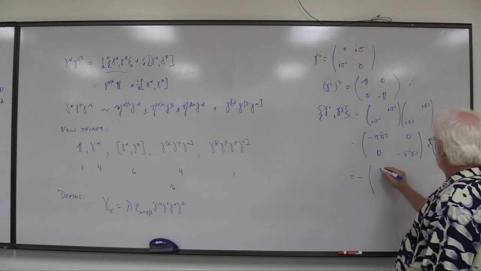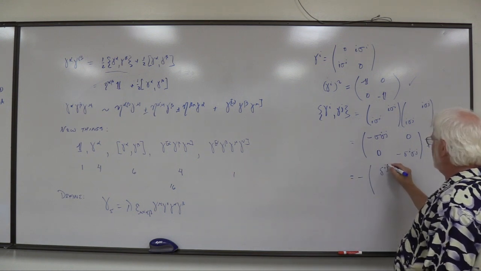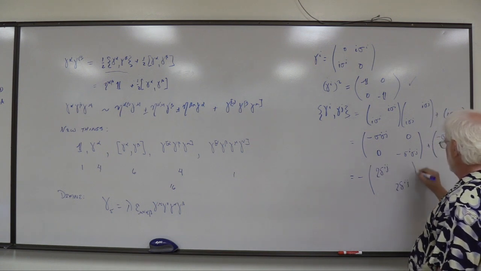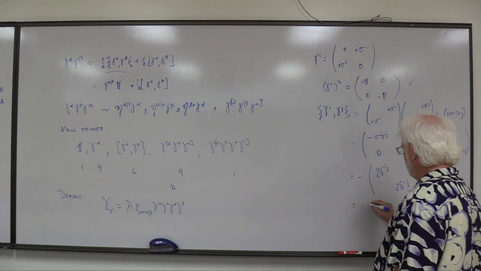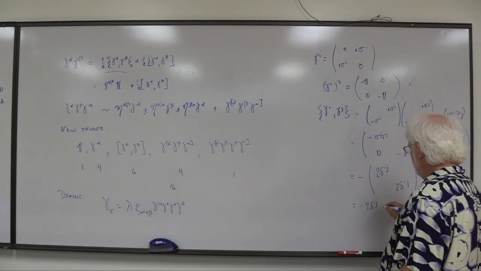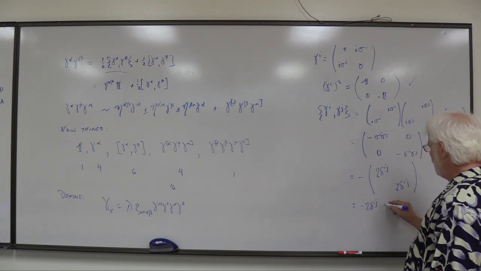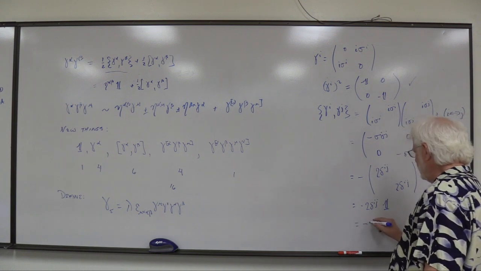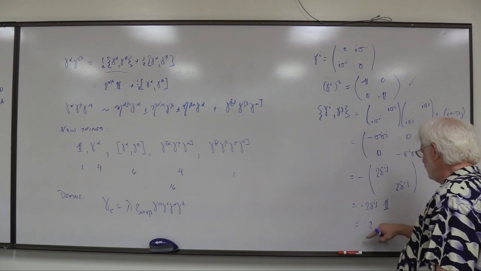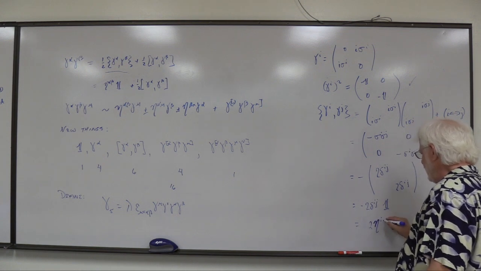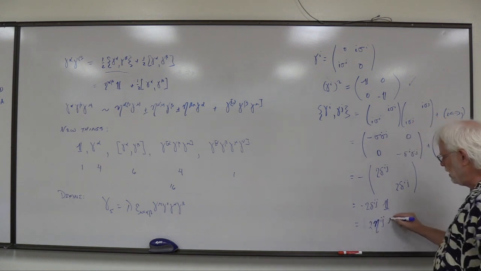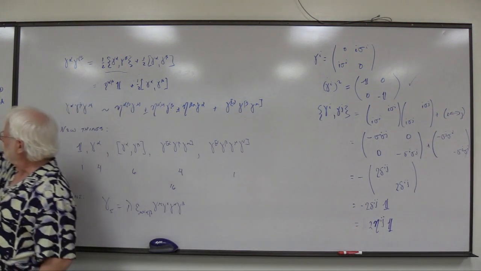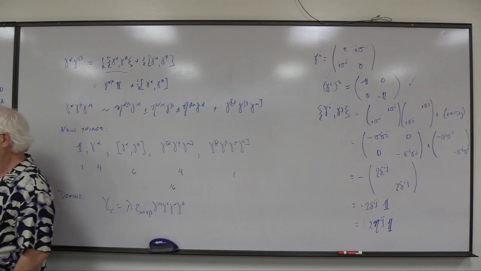So I'm going to get Kronecker delta ij times 2 here, Kronecker delta ij times 2 there, which is just minus 2 delta ij times the identity matrix, and that's minus 2, that's plus 2 times our Minkowski eta ij, the spatial parts of our Minkowski. So these are three of the matrices we need to satisfy this Clifford algebra.